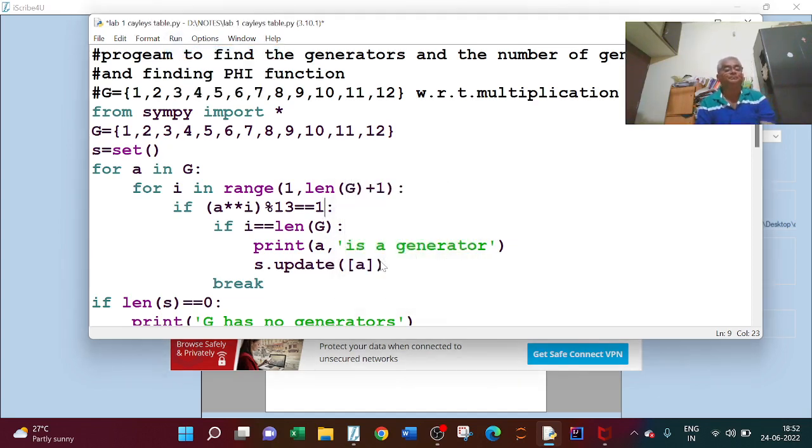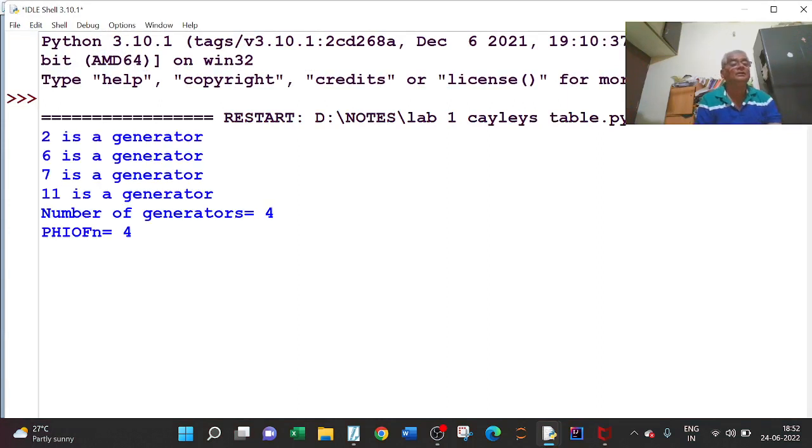Running this program. 2 is a generator, 6 is a generator, 7 is a generator, 11 is a generator. Total number of generators equal to 4, and pi function is also equal to 4. Okay, both are same. Okay, thank you. I'll stop here.